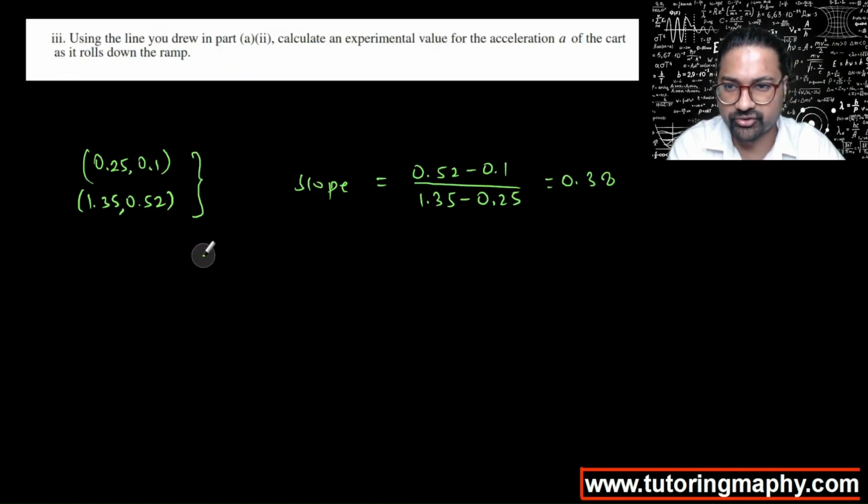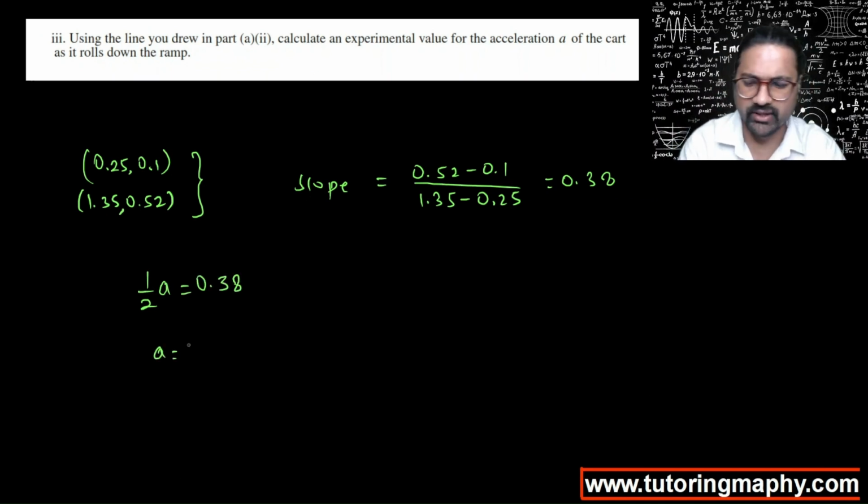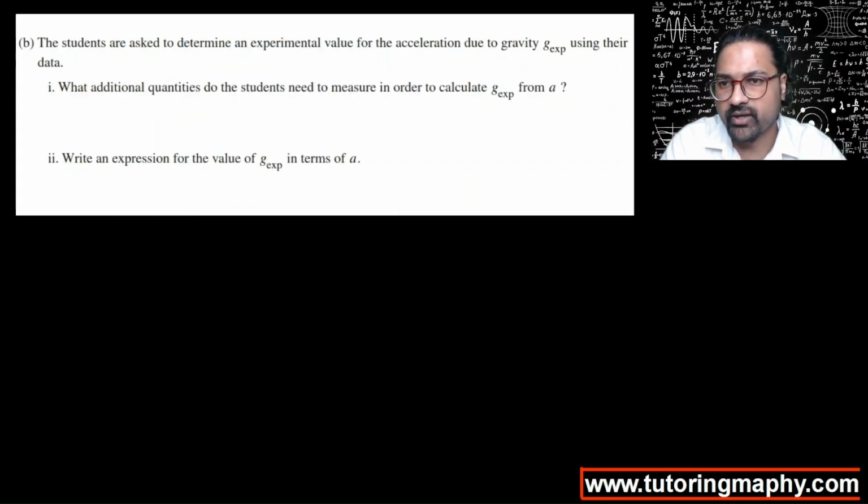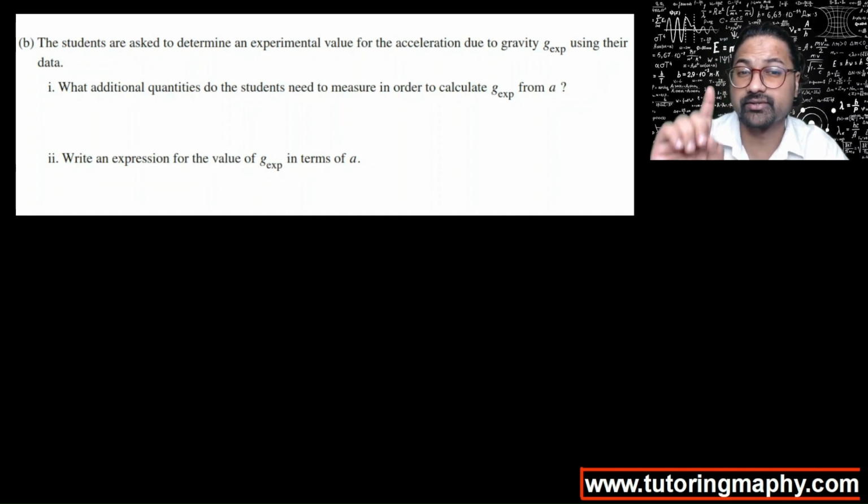So our answer is going to be, since half of a is 0.38, acceleration is just going to be twice of this. So 0.38 multiplied by 2 is 0.76. 0.76 meter per second square is going to be the acceleration, the experimental value, of course, of this experiment. Hope this makes sense. In the next question, the students are asked to determine an experimental value for the acceleration due to gravity using this particular data.